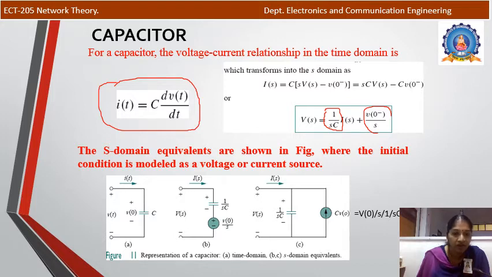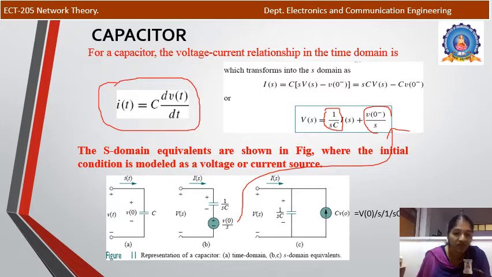So when we are representing this capacitor circuit in S domain, this will be the circuit. Here there will be two components. The first one is the capacitor with impedance 1 by SC, and there will be a voltage source with value V0 by S, and this V0 by S comes from this equation, right? So V0 by S will be the initial voltage component value. Okay, so this will be the representation using a voltage source.